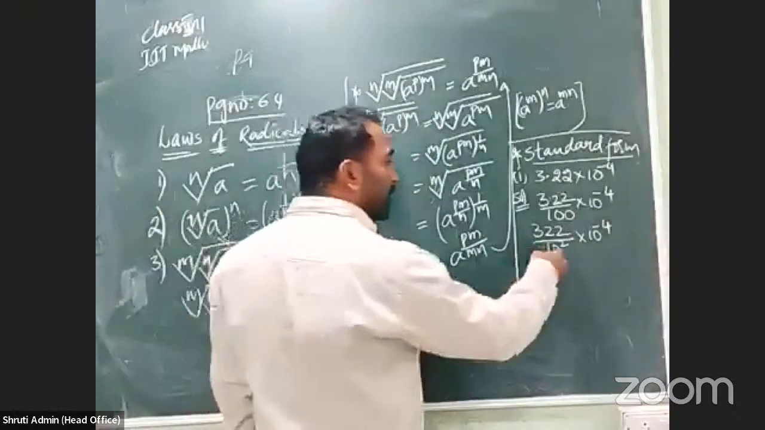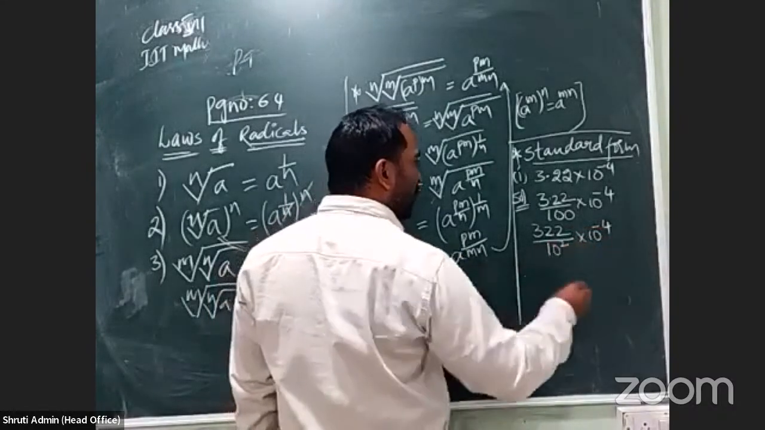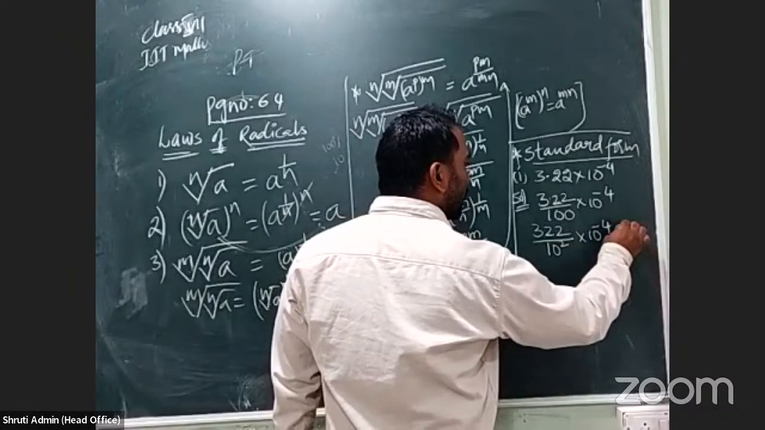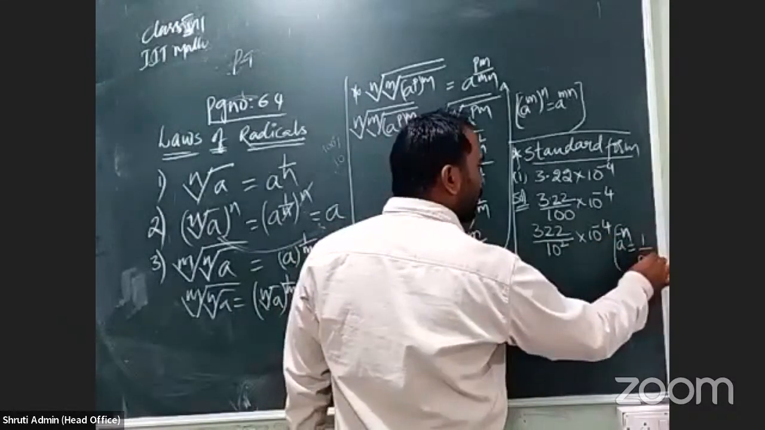Now see, if I take this 10 to the power of minus 4 and bring it down, actually what is the formula? See, a power minus n is there. If I want to remove this minus, it will become 1 by a power n.